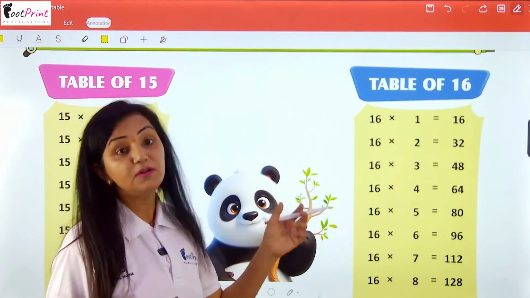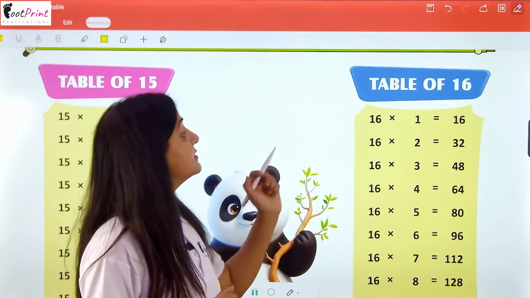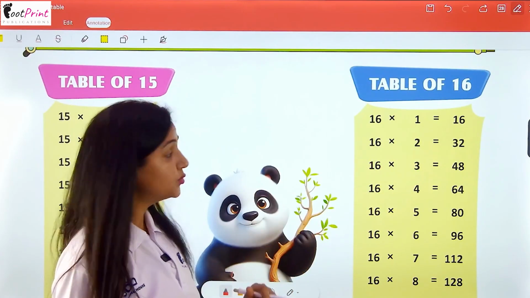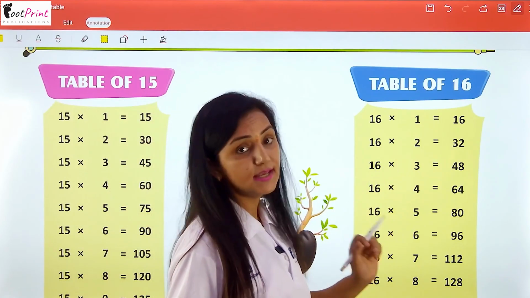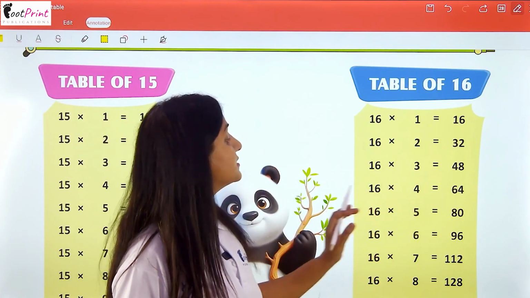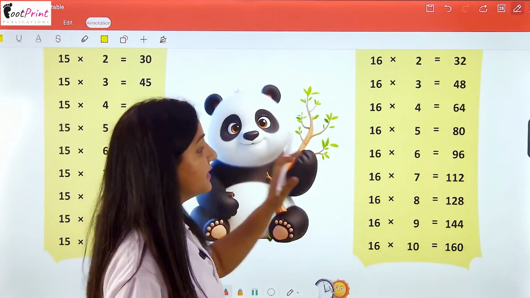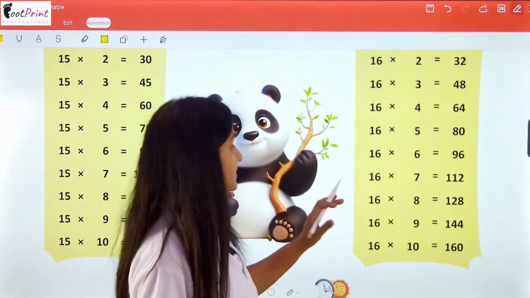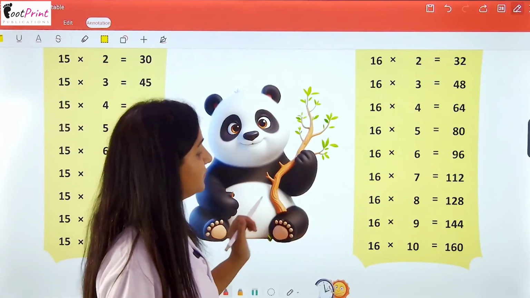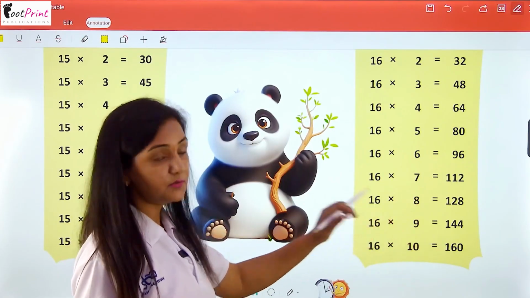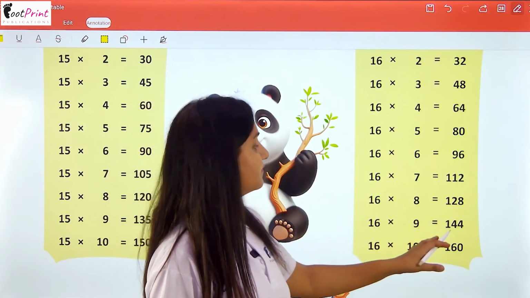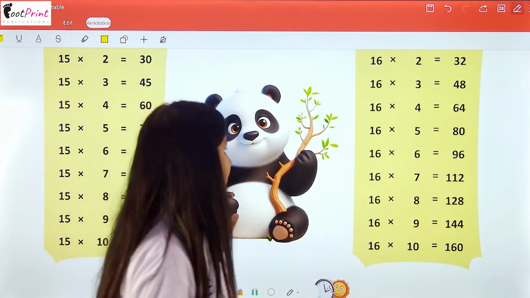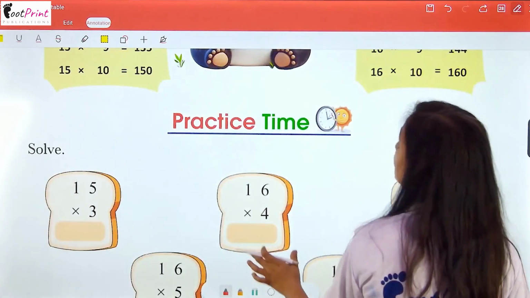Next we have the table of 16. 16 ones are 16. 16 twos are 32. 16 threes are 48. 16 fours are 64. 16 fives are 80. 16 sixes are 96. 16 sevens are 112. 16 eights are 128. 16 nines are 144. 16 tens are 160. In the same way you all will learn it.